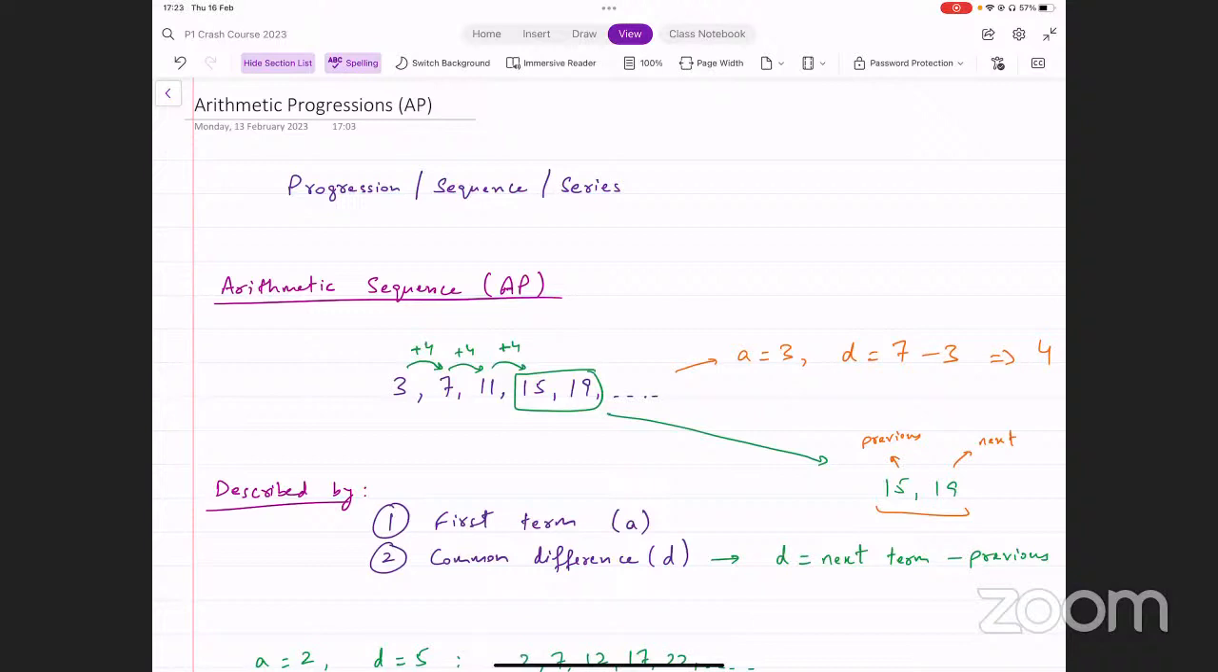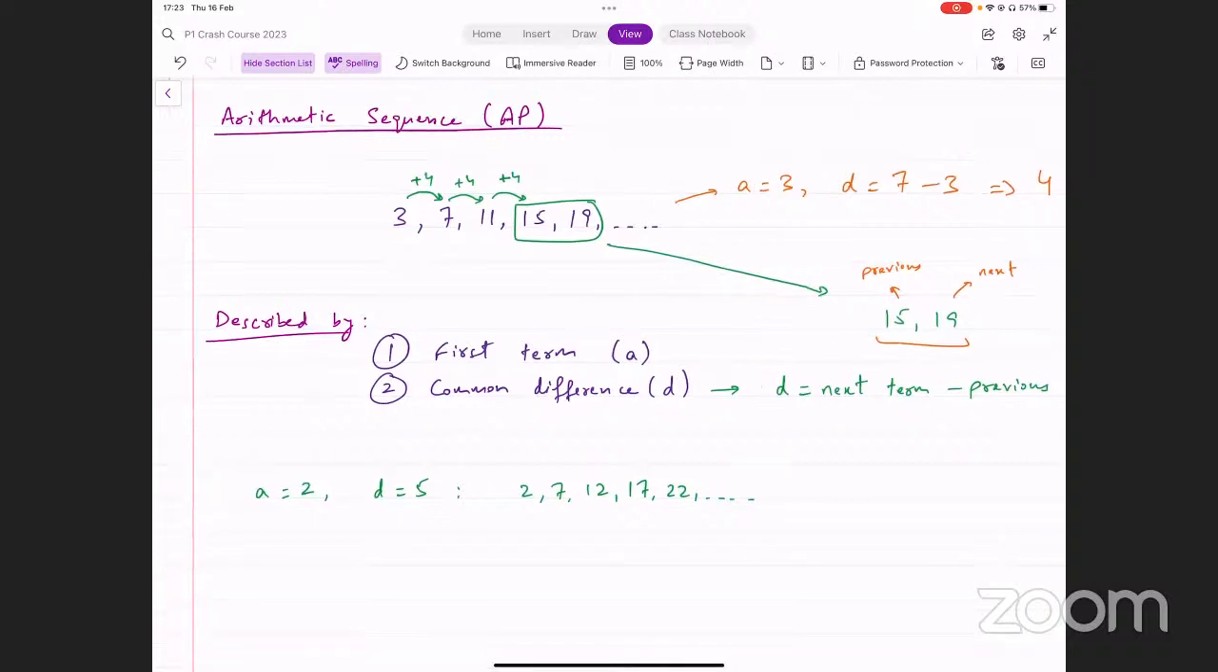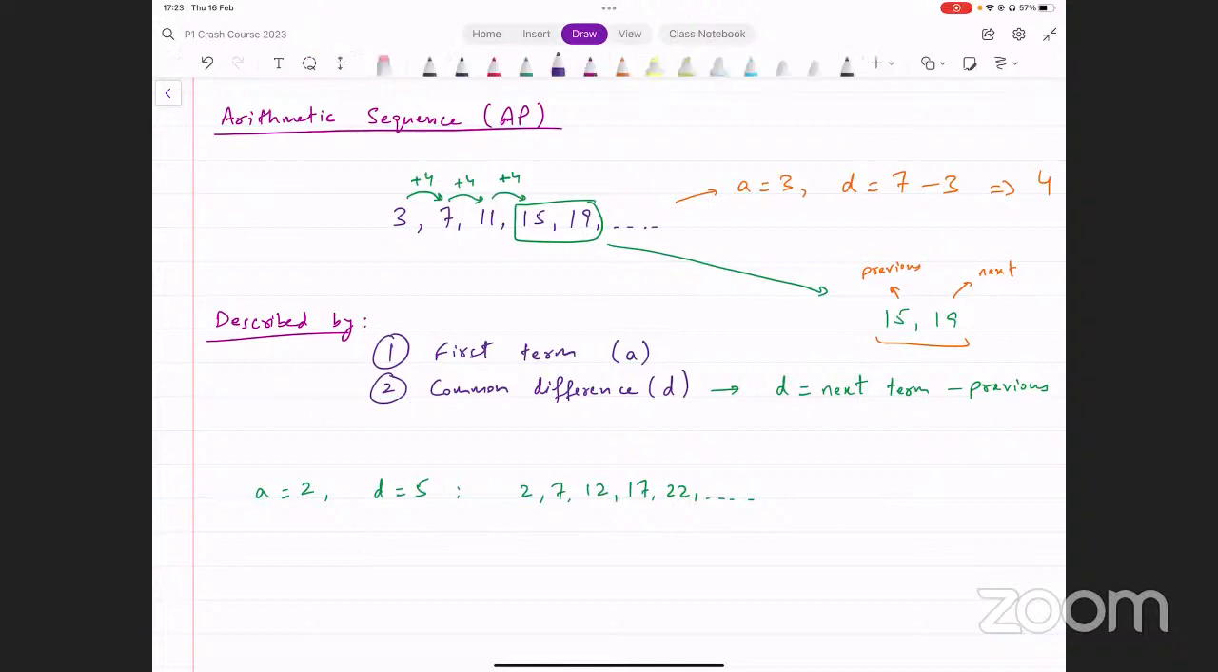Let's begin. So in our last session, we talked about arithmetic progressions, arithmetic sequence. We can also call it a sequence. What does this sequence look like? It's a sequence in which the difference between the terms is constant. So for instance, you could have something like this, 3, 7, 11, 15, 19, and so on. Now in this sequence, the difference between consecutive terms is 4. All right, so this is an arithmetic sequence.